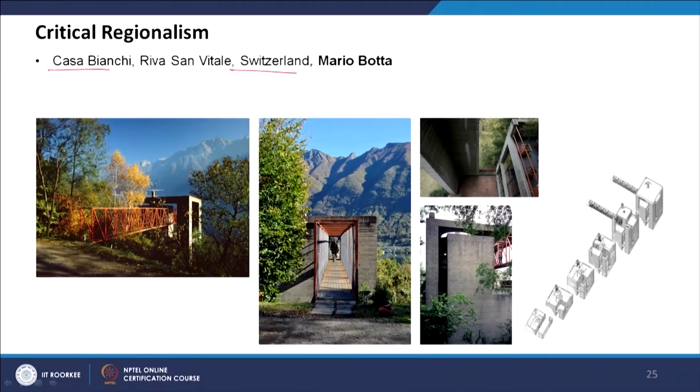This is another example by Mario Botta, another famous architect in the critical regionalism style. This is Casa Bianchi in Switzerland. This design evolved from this particular setup. Generally we enter a building from the bottom and then go up. In this building, we enter at the top and then go down.